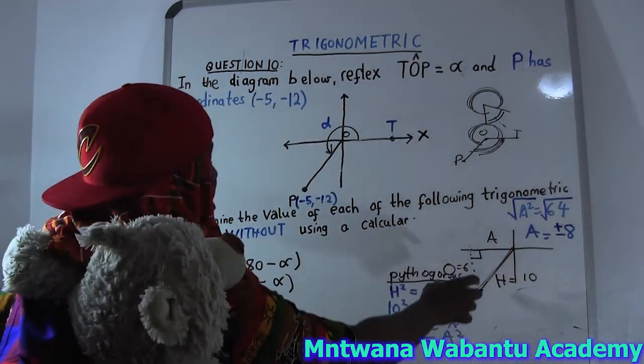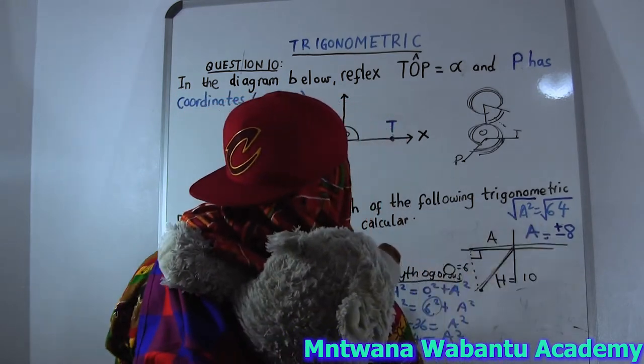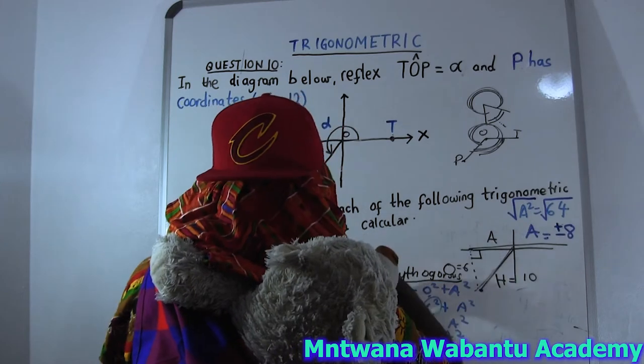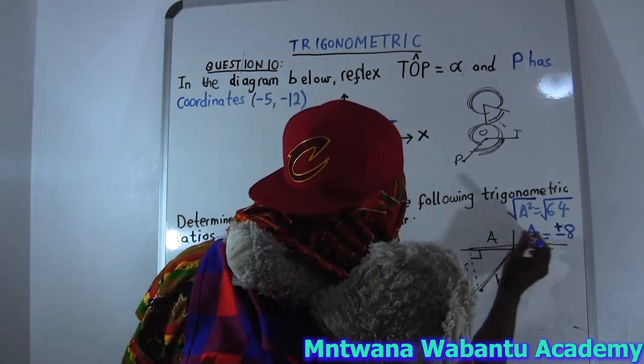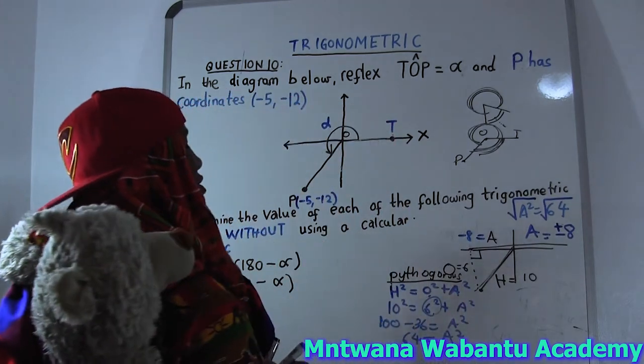Now if you come to this triangle, look, this is a number line here. Do you think this will be positive 8 or negative 8? Come on, this must be negative 8 because of the negative. So it's not going to be positive 8, it's going to be negative 8. You know what I'm saying?